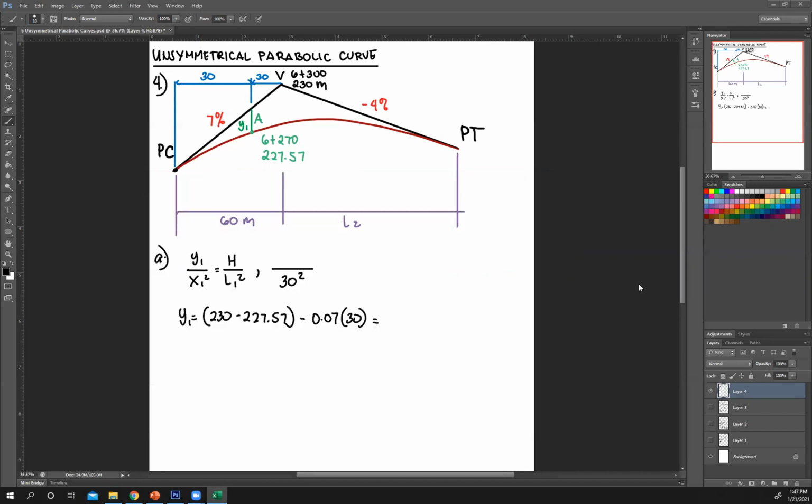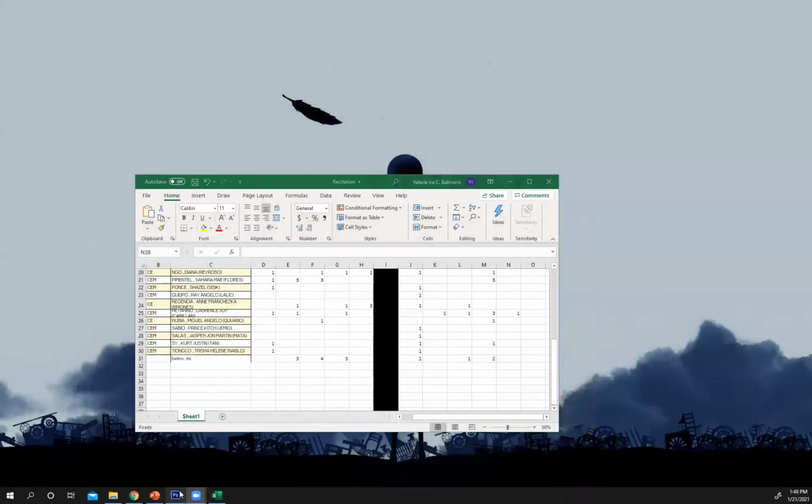Okay. So it's 0.33. So this is 0.33 equals H over L1, which is given as 60. So now I can solve for H. What's H? Correct, 1.32.